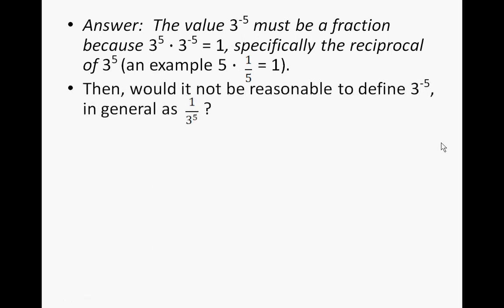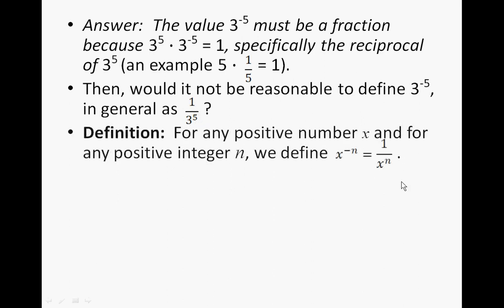So then, would it not be reasonable to define 3 to the negative fifth power in general as 1 over 3 to the fifth power? Again, if we plug this in, then it would be this times the reciprocal of this, which would be 1 over itself. So that leads us to our definition. For any positive number x and for any positive integer n, we define x to the negative nth power as equal to 1 over x to the nth power.